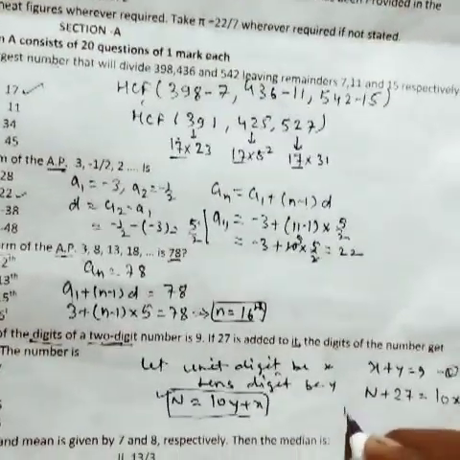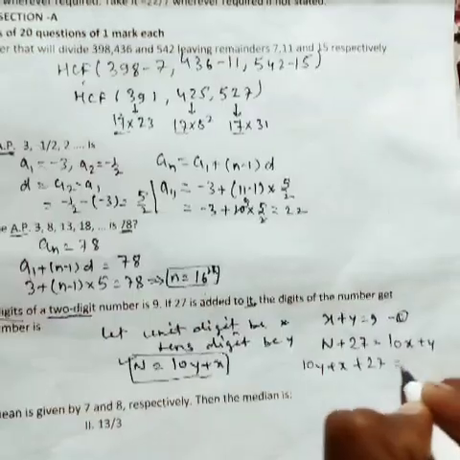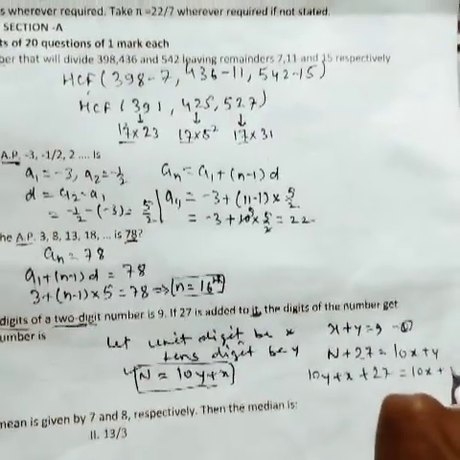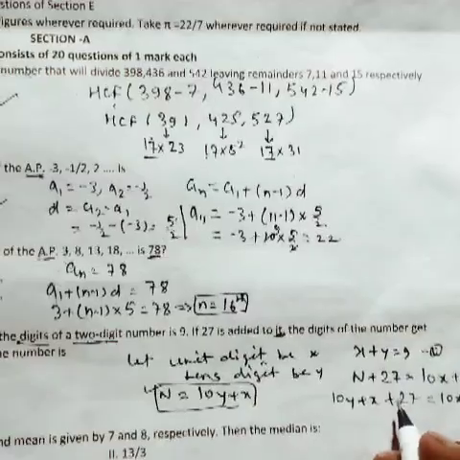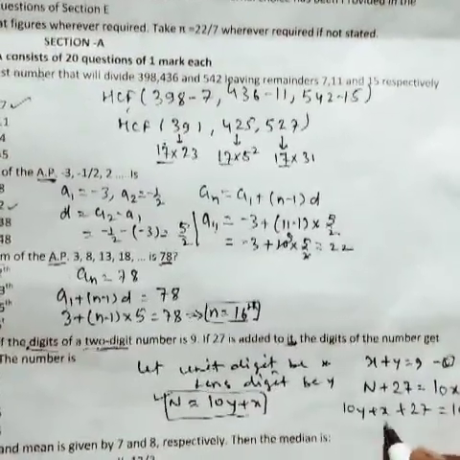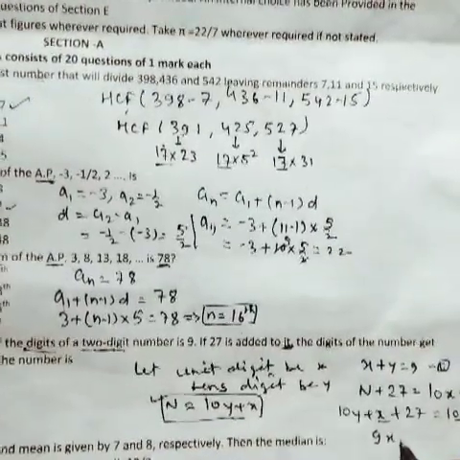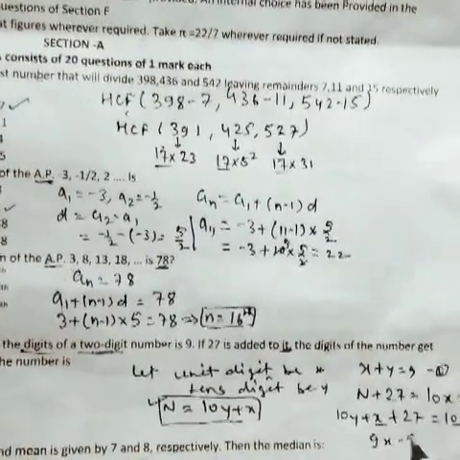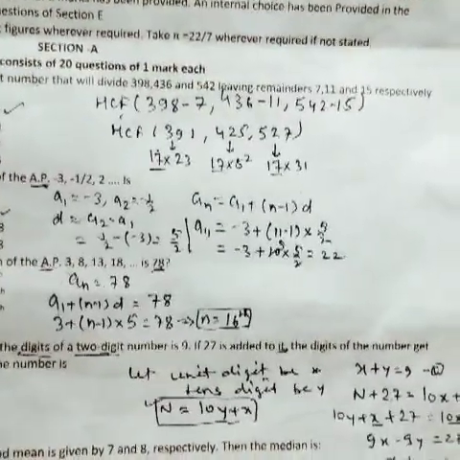The number is equal to 10y plus x, and 27 is equal to 10x plus y. So from here we can find out the value of x plus y. Here x minus y, x will get transferred, 9x, and this will also get transferred, 9y is equal to 27. The x minus y will be 27.